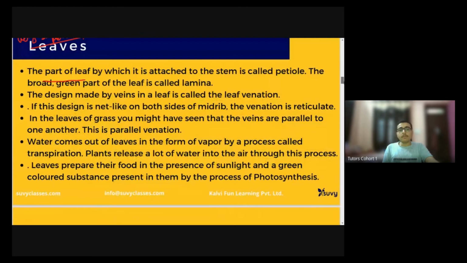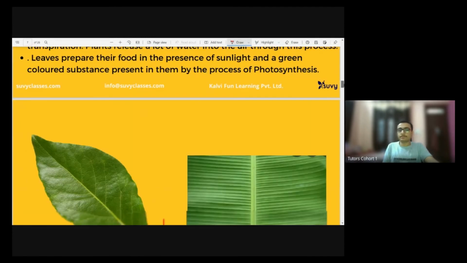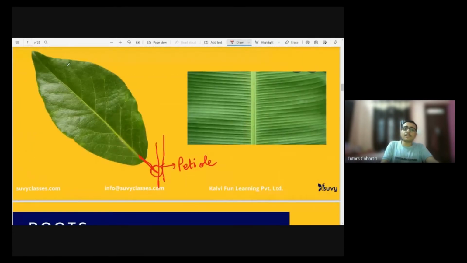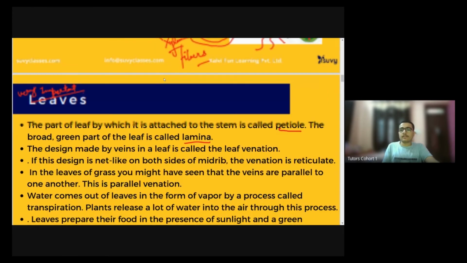The broad green part is called lamina. Let me underline the points that I am labeling in the diagram, and we'll revise it at the end. Petiole we have just labeled. Now I will be labeling lamina. What is lamina? This full green surface like this is your lamina. But how will you label it? For labeling it, you will have to draw a circle like this and just write here lamina.